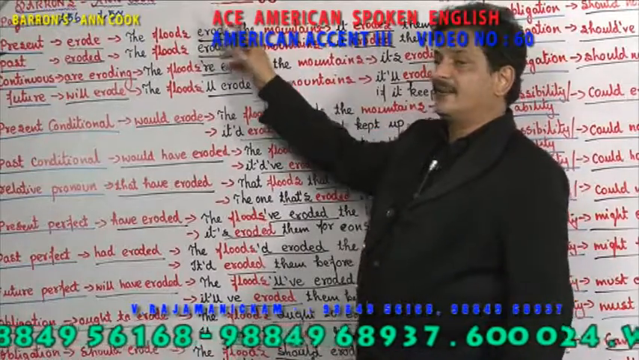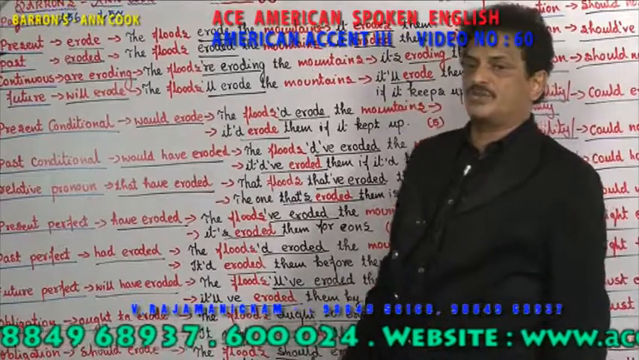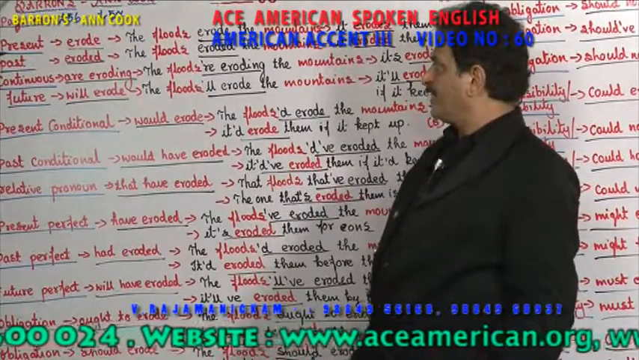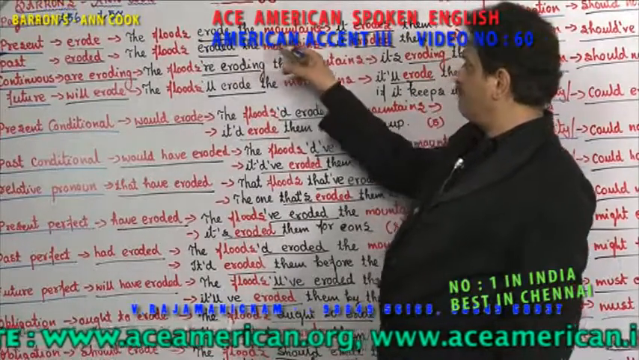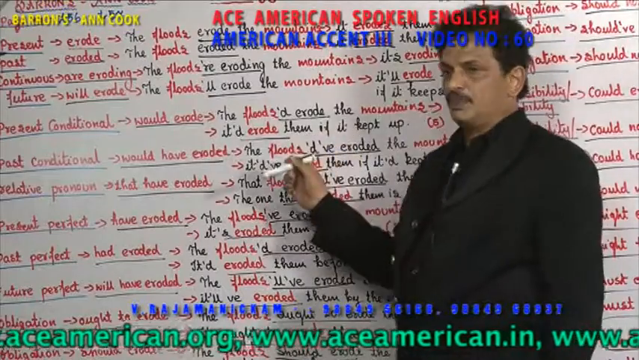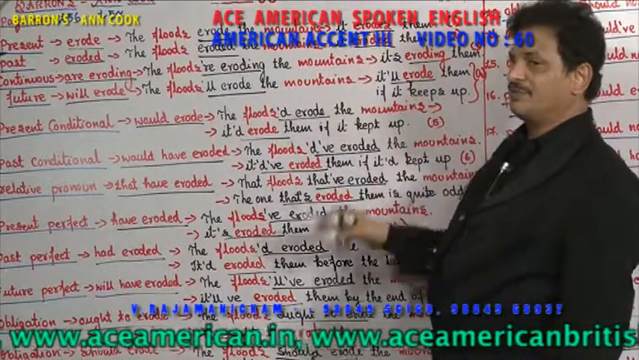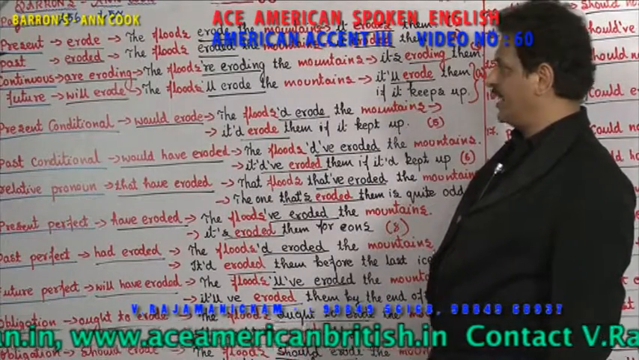The floods erode the mountains. Floods and mountains are nouns, so you have to stress floods and mountains. Nouns should be stressed. The floods erode the mountains. Suppose instead of floods it comes, instead of mountains them comes. So now the verb should be stressed more. It erodes them.